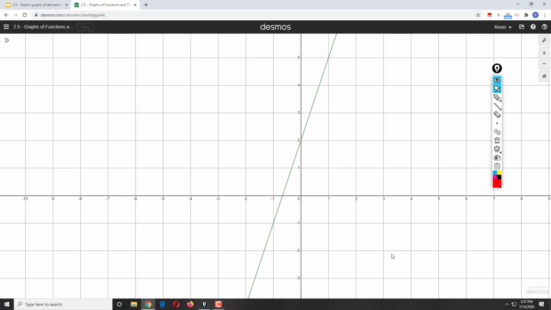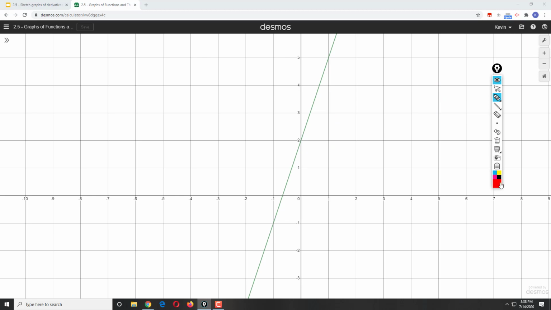Well, we know that the graph has positive slope, so the derivative has to be positive. If this is f of x, what does f prime of x, the derivative, look like? Well, let's think about the slope. It goes across 1, it goes up by 3, so the slope is 3 over 1, which is 3. The slope is 3 here. What about over here? 1, 1, 2, 3. So the slope is 3 everywhere.